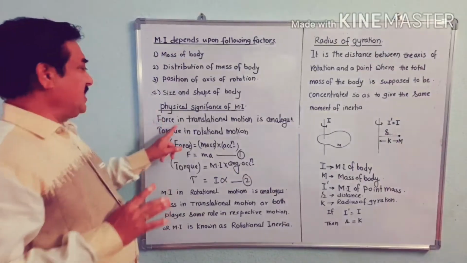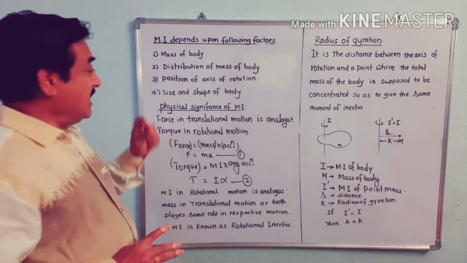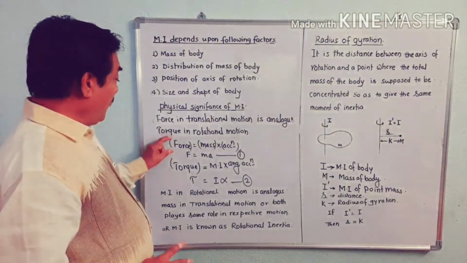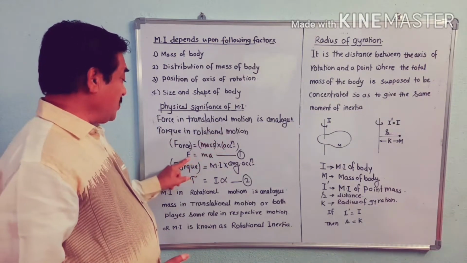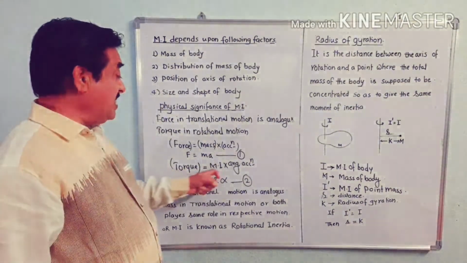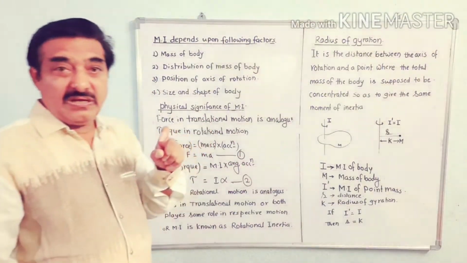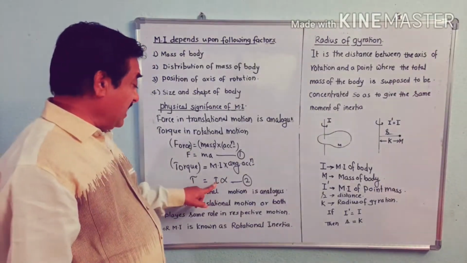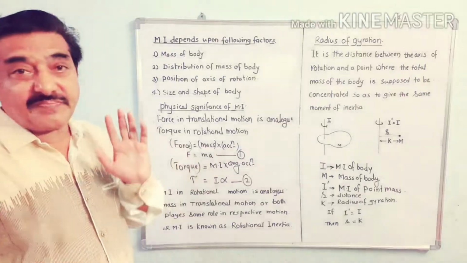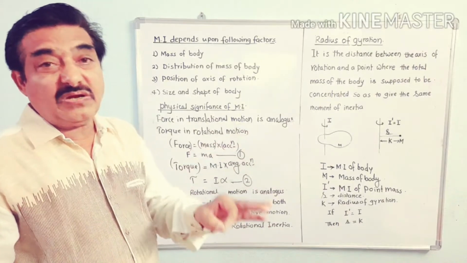So force in a translational motion is analogous to the torque in a rotational motion, and the expressions for force and torque according to Newton's second law of motion are: force is equal to mass into acceleration, so F is equal to m into a. And torque tau is equal to moment of inertia of the body multiplied by angular acceleration. That is, tau is equal to I alpha, where I is the moment of inertia of the body and alpha is the angular acceleration. These two equations are written for same analogous physical quantity.